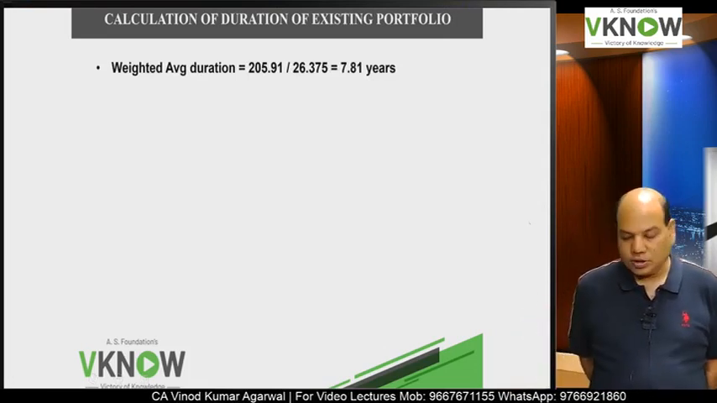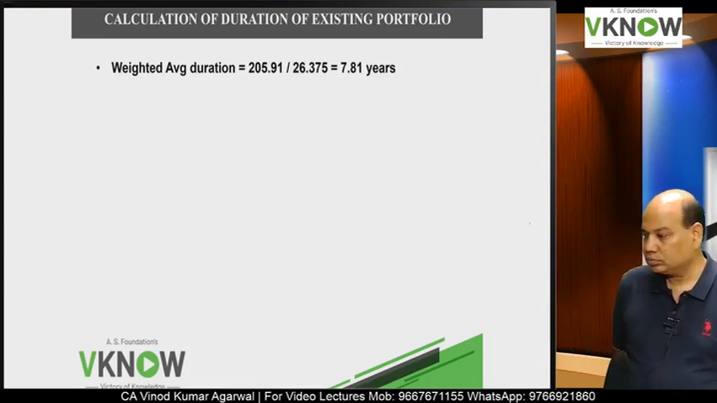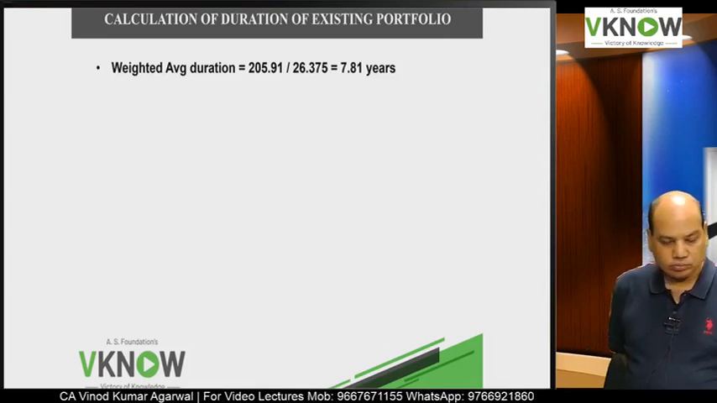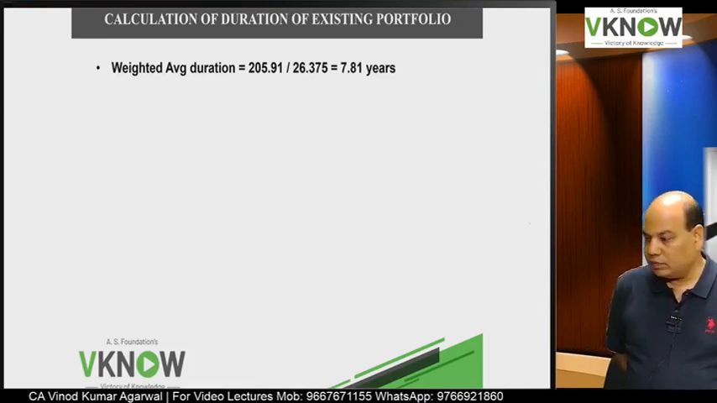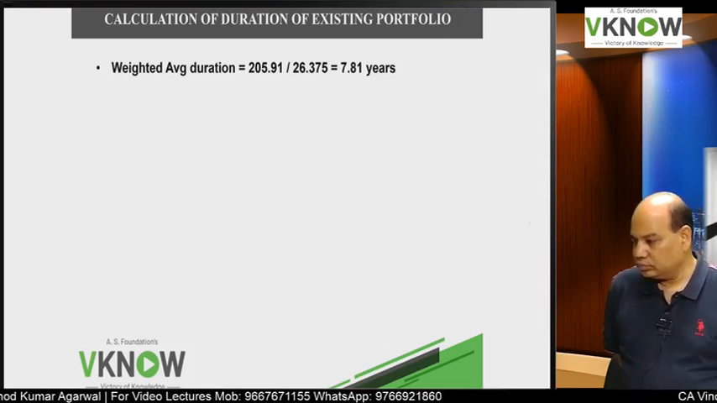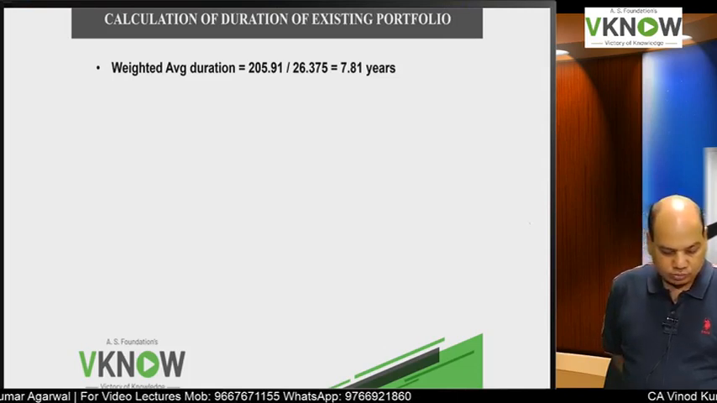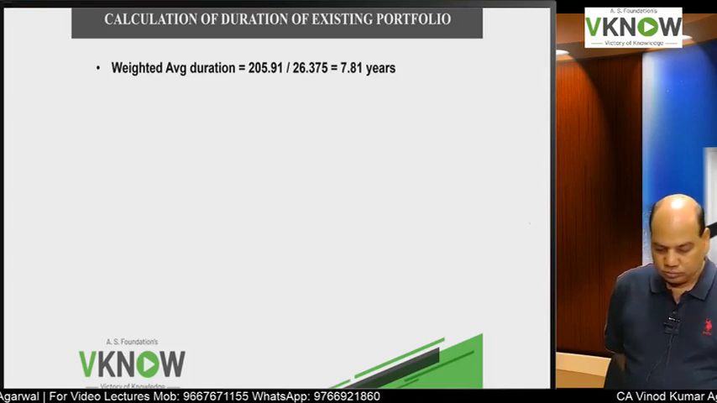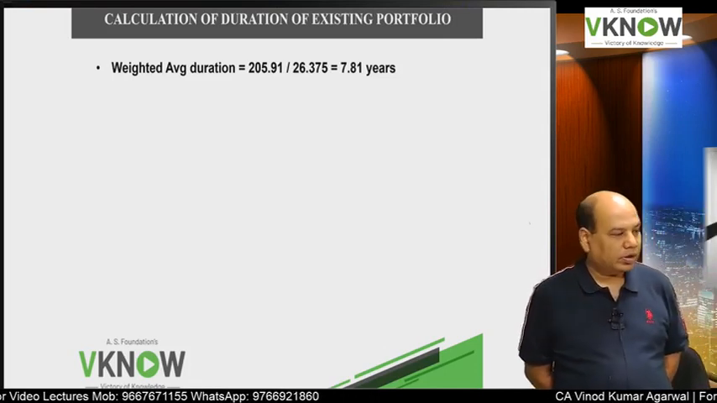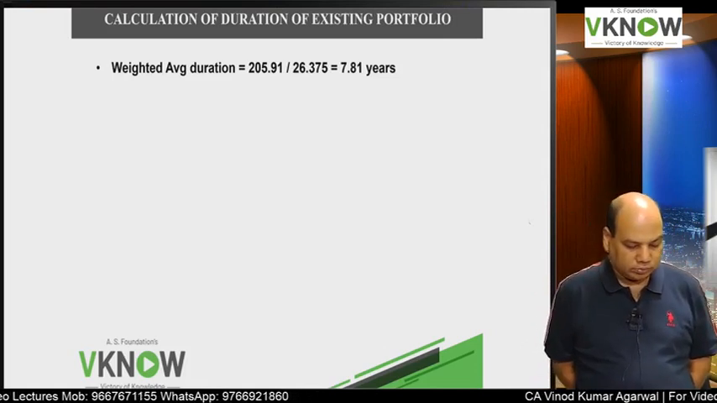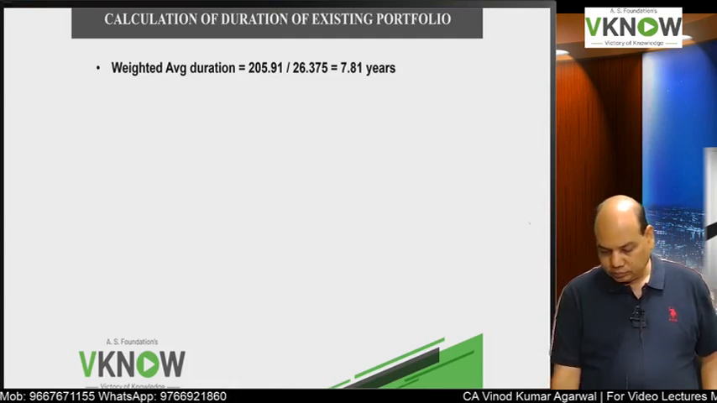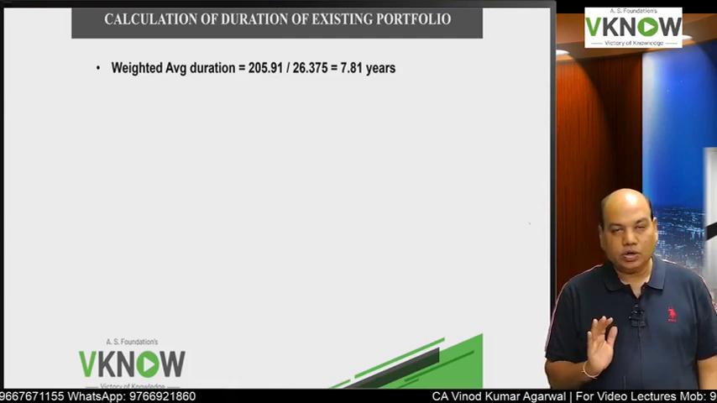Weighted average duration is equal to 205.91 divided by 26.375, is equal to 7.81 years. Okay. So this is my existing duration.